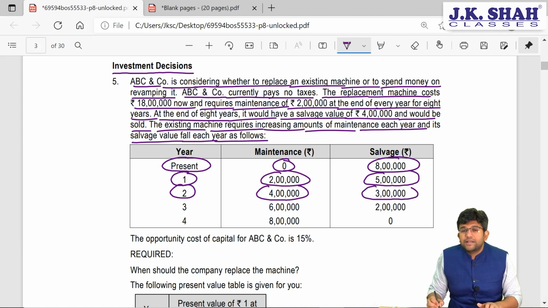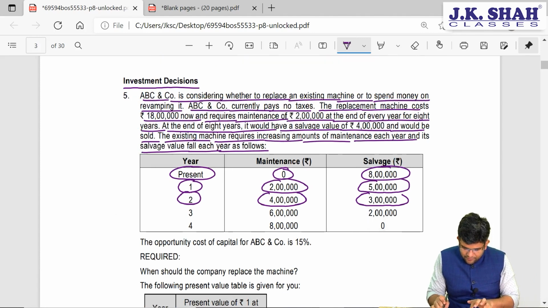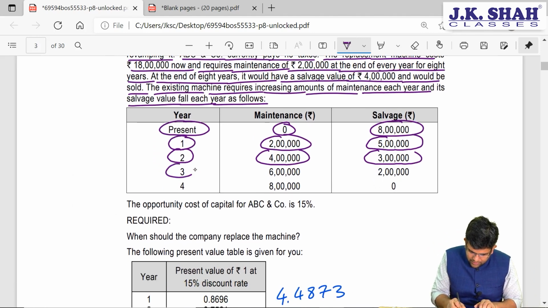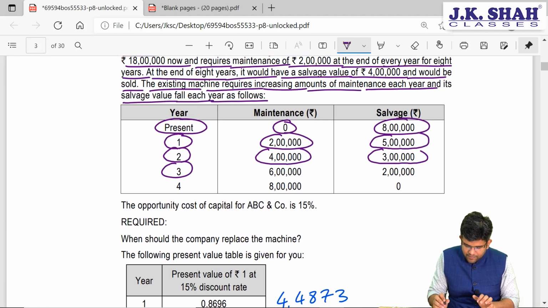Then children, if you decide to replace the existing machine with the new machine after 3 years from here, then do you realize that for 3 years you will have to incur the maintenance costs. First year will be 2 lakh, second year will be 4 lakh, and third year children will be rupees 6 lakhs.